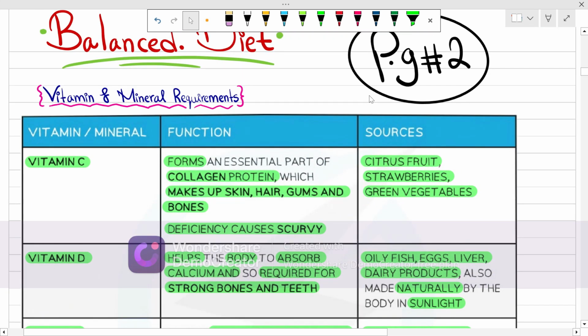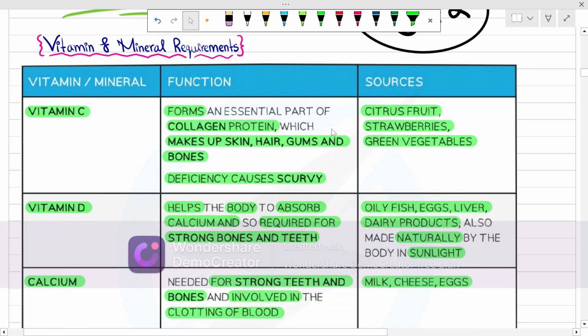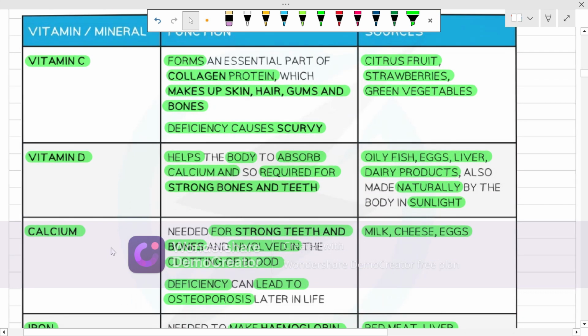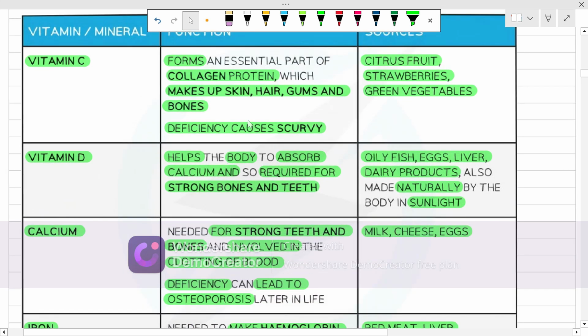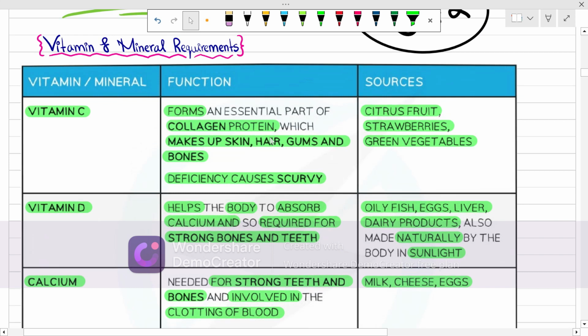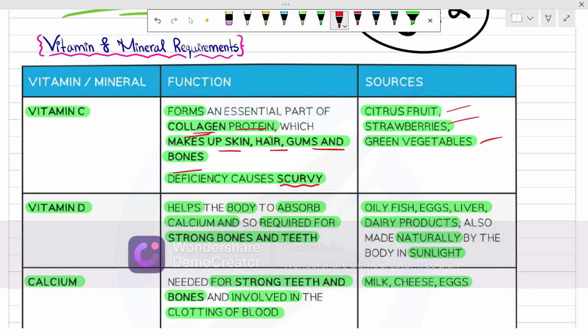These are the vitamin and mineral requirements for humans. So we have two vitamins here, vitamin C and vitamin D, and we have two minerals, calcium and iron. We're going to study the function and its sources. So vitamin C, the function of vitamin C in humans is it forms collagen. Collagen is a protein that makes up skin, hair, gums, and bones. Deficiency of vitamin C causes scurvy. Sources of vitamin C are citrus fruits, strawberries, and green vegetables.